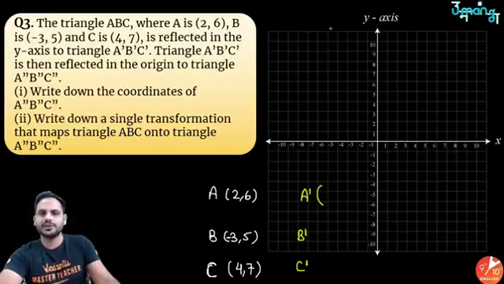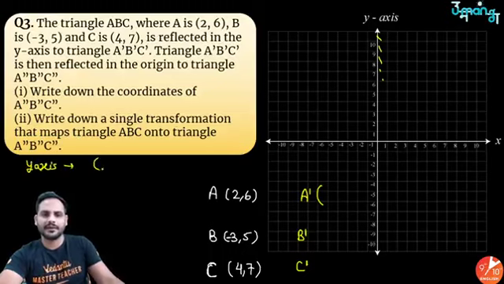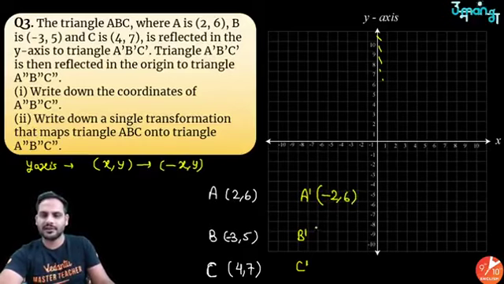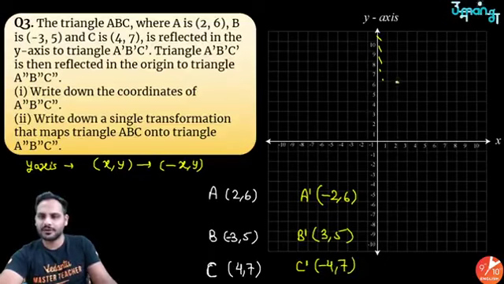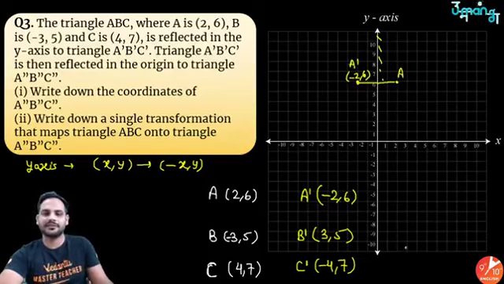Whenever we do the reflection along the y-axis, what happens? If a point is (x,y), the y coordinate will remain the same, only the x coordinate will change its sign. So it will become (-2,6), (3,5) and (-4,7). You can also visualize it: suppose (2,6) will be somewhere over here, along the y-axis this will be the point. See, (-2,6), the same point here. So if it is A, it will be your A'. So the first reflection is this.